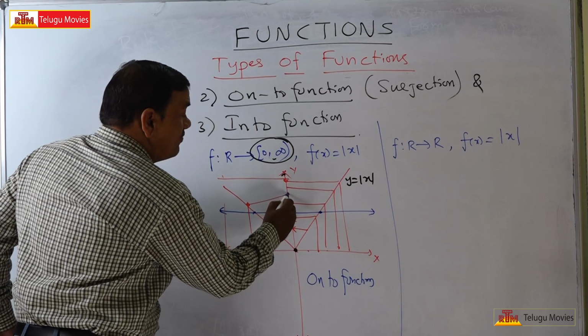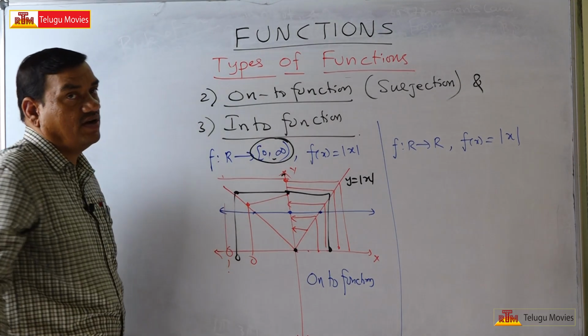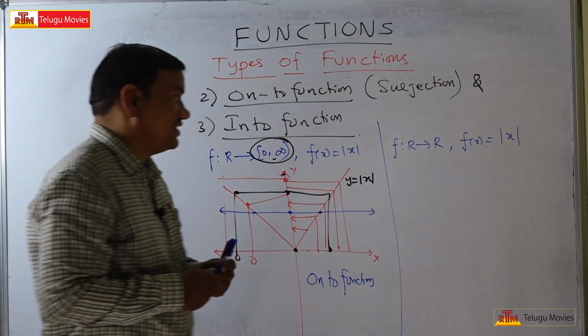That means for every y value you are getting one x value. It is an onto function. Let us check for that.